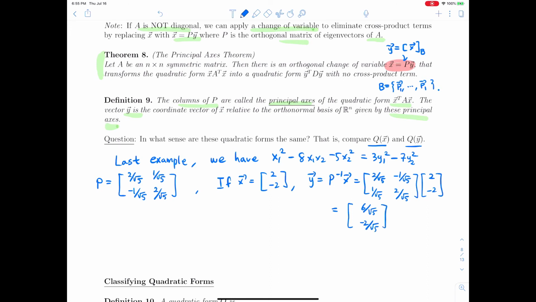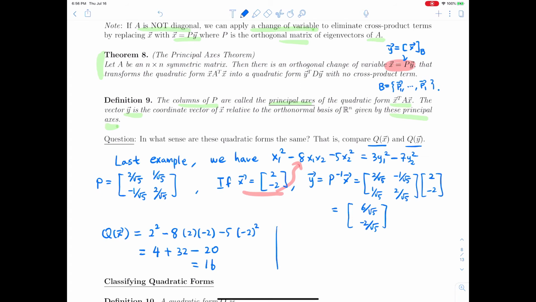So q of x, if you plug in x on the left-hand side over here, gives you 2 squared minus 8 times 2 times negative 2 minus 5 times negative 2 squared. And this equals 4 plus 32 minus, well, 4 times 5 is 20. And this equals 16.